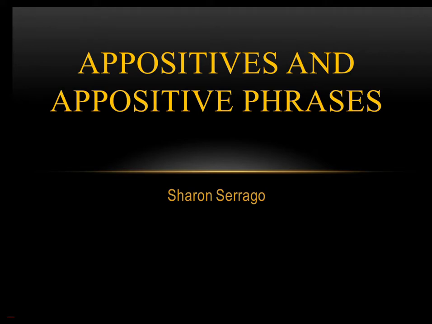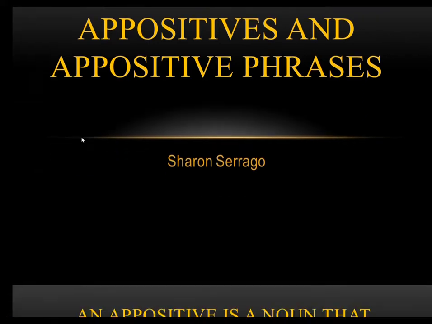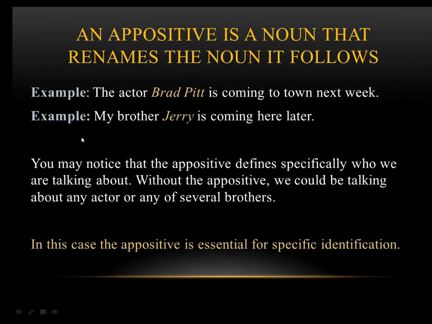When we look at these appositives, we will see them both as single words and as a phrase. You must already know the definition of appositives. It is a noun that renames the noun that it follows. Let's look at this example. The actor Brad Pitt is coming to town next week. Now my appositive is Brad Pitt, and it is describing actor.